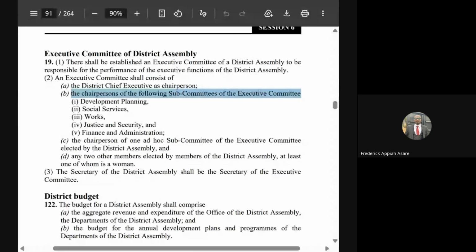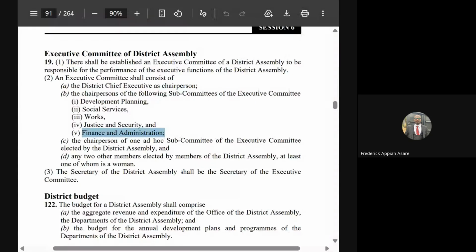In the district assembly, they also create subcommittees. So we have the development planning, the social services, the works, the justice and security, and the finance and administration. All those who chair these committees, 1, 2, 3, 4, 5, that is the development planning, social services, works, justice and security, finance and administration, will also be part of the committee. So aside from the DCE, the chairpersons of these subcommittees will also be part of the executive.